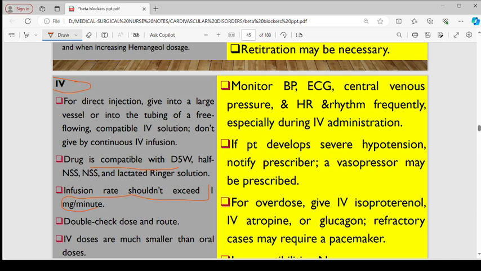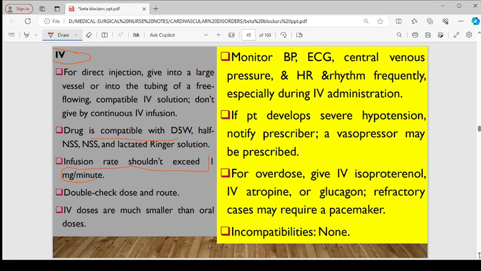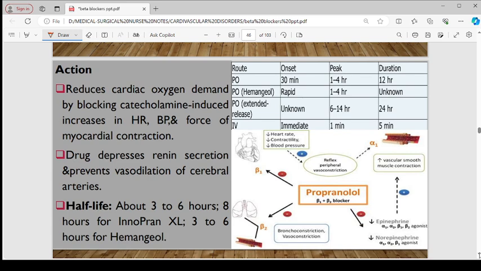For an overdose, you give IV isoproterenol, IV atropine, or glucagon. Okay, refractory cases may require a pacemaker. So this drug generally reduces cardiac oxygen demand by blocking those catecholamine induced increases in heart rate, BP, and the force of myocardial contraction. We have also indicated that the drug also depresses renin secretion, and this prevents vasodilation of cerebral arteries.